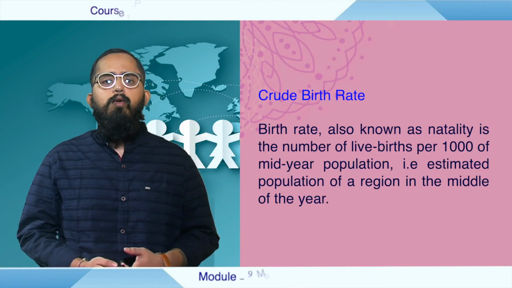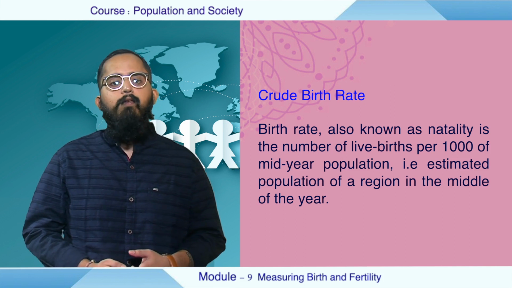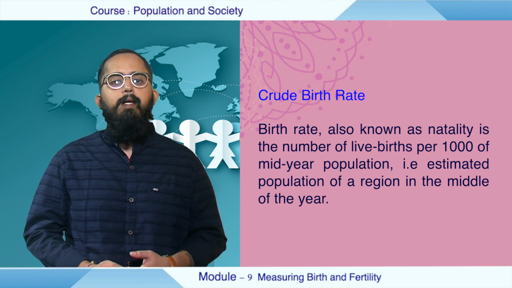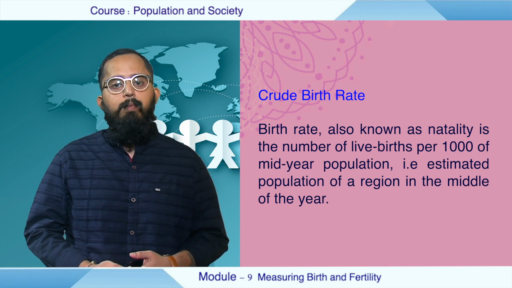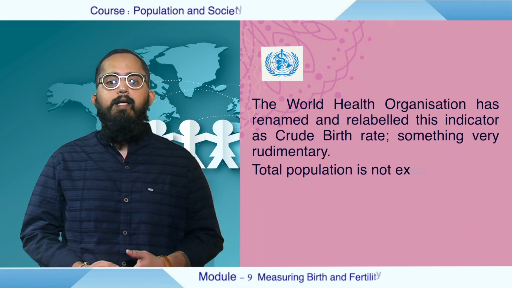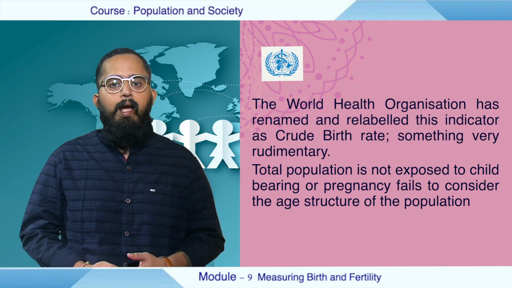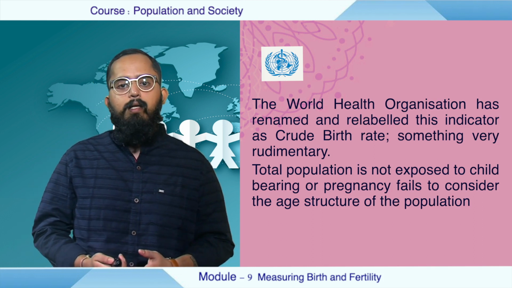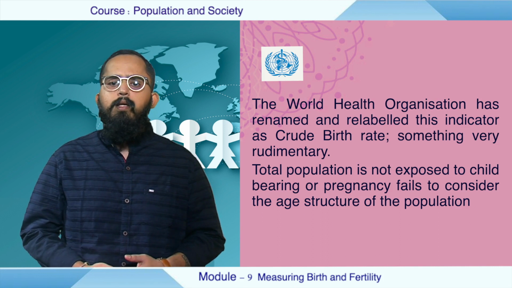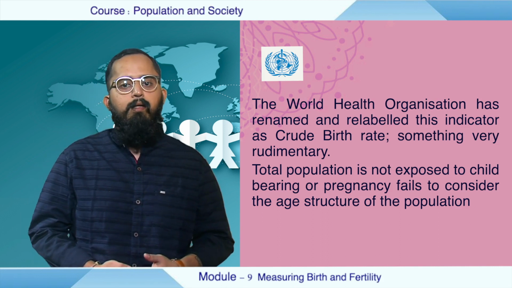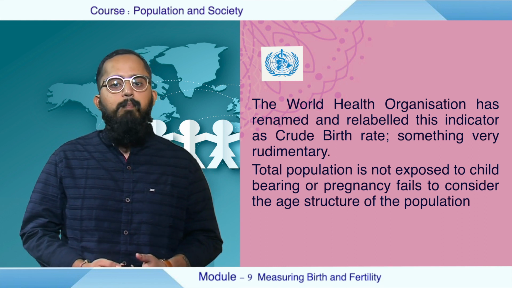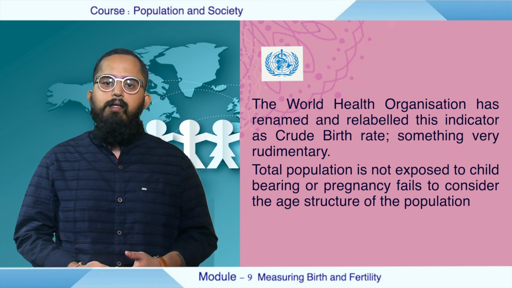Birth rate, also known as natality, is the number of live births per 1,000 of mid-year population, that is, the estimated population of a region in the middle of the year. The World Health Organization has renamed and relabeled this particular indicator as crude birth rate, something very vague, rudimentary, something very rough. The reason being that even though birth rate is a very simple indicator, it is unsatisfactory in nature.